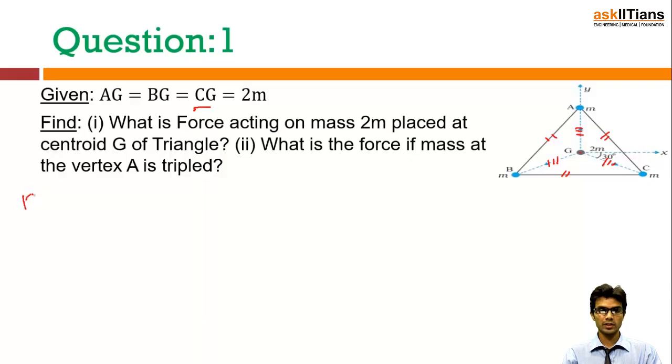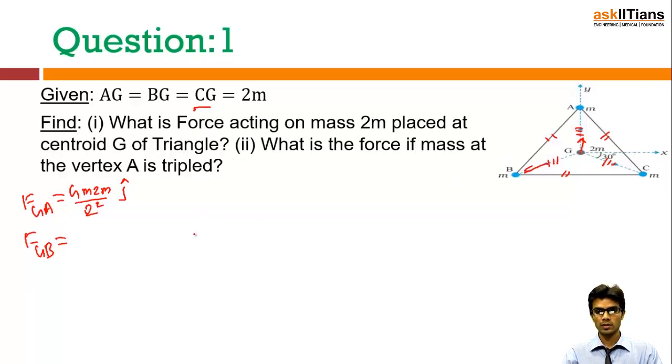Force on G due to A is equal to G m1 m2 by r square, which is G into 2m by a square, and the direction will be upward, attracting along j cap. Now find FGB. FGB will attract like this.